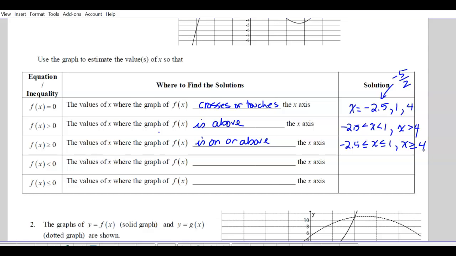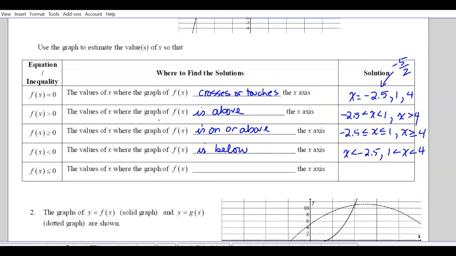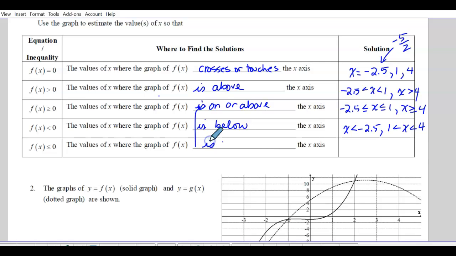All right, then less than, we're looking for below the x-axis. That's going to be everything less than negative 2.5, and then everything between 1 and 4. The next one has an equal sign, so it is on or below. So we just include the equal sign.